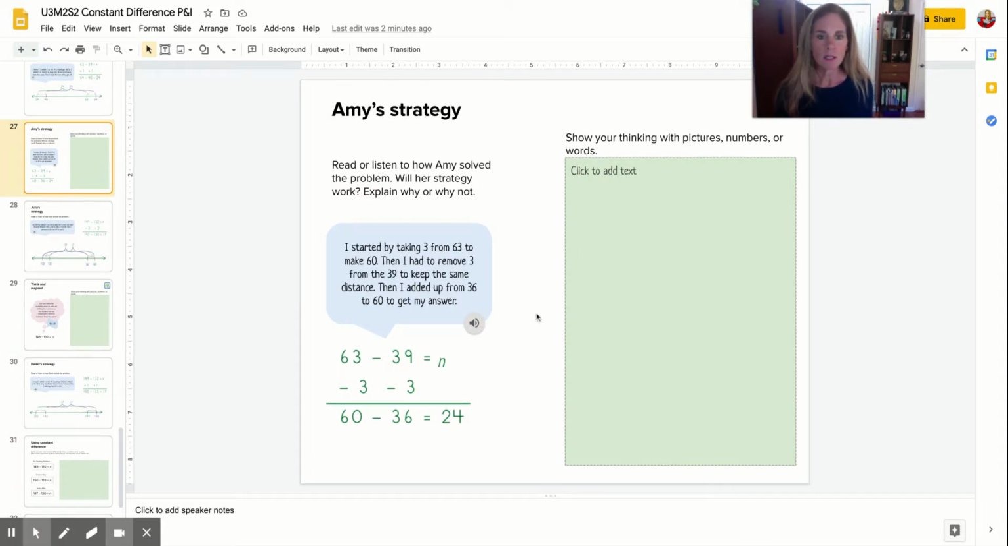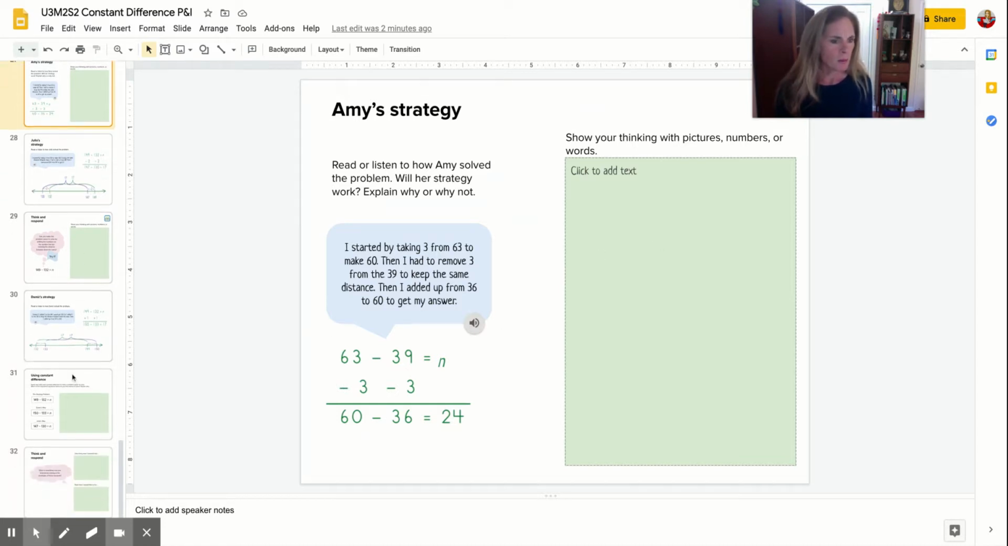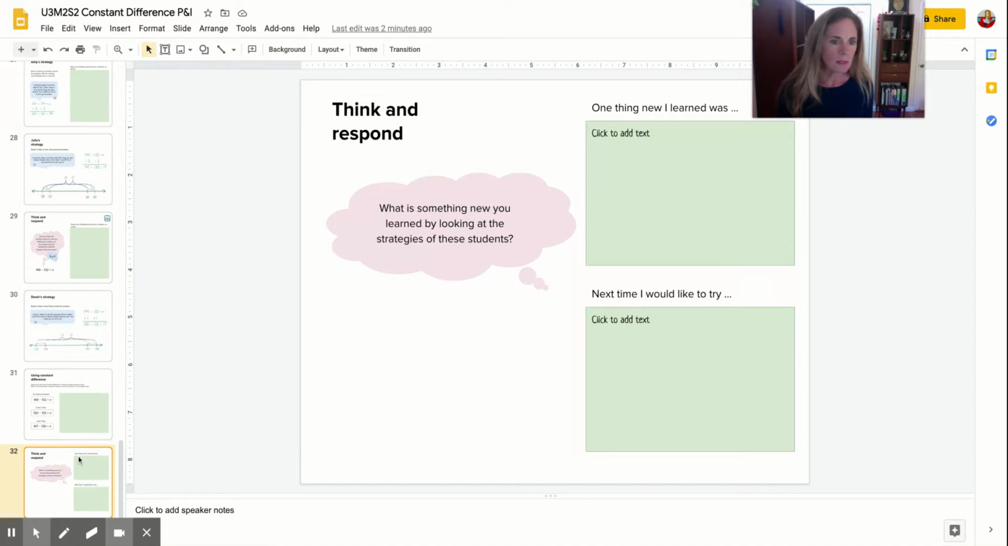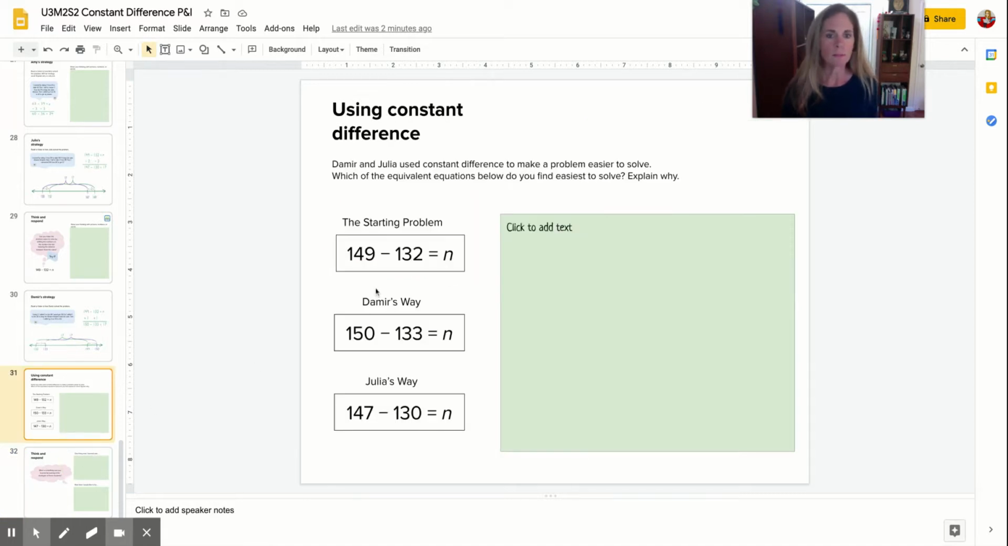Amy's strategy is here. You listen, write your thinking. And I don't think there's anything else that's unusually different. This is the starting problem. This is one person's way. This is another person's way. Which of the equivalent equations do you think is easiest? You're going to fill that out in the green box.